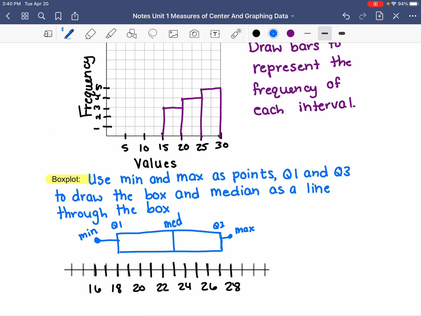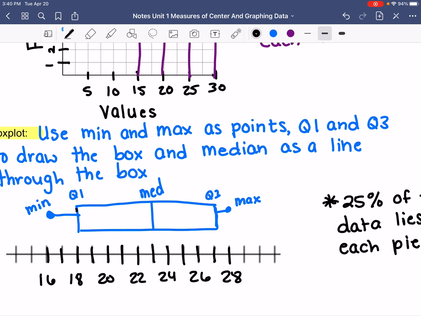Something that you need to be aware of is that 25% of your data lies in each piece. So what that means is that 25% of the data lies between 16 and 18. 25% of the data lies between 18 and 23. 25% of the data lies between 23 and 27. 25% of the data lies here.